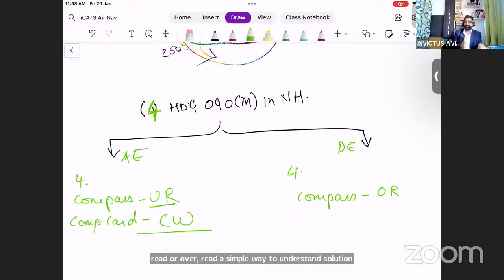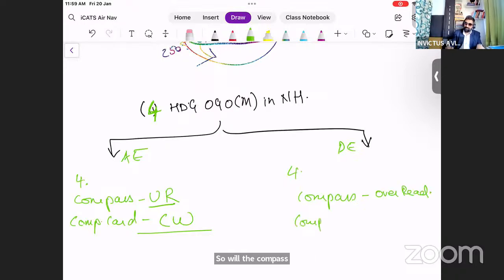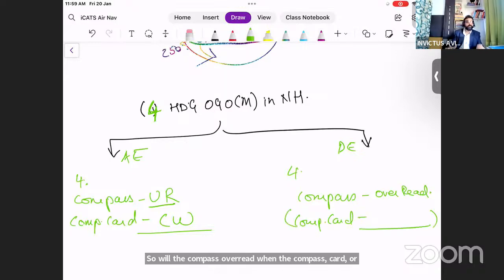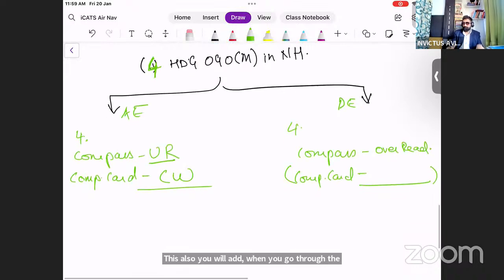So, Gulshan, starting with you, I'll be asking a couple of questions to see whether we still have any confusion or not. Simple. Okay. OR means overread over here. Okay. You just write overread if you don't like these shortcuts. So will the compass overread when the compass card or magnet assembly moves anti-clockwise? This also you will add when you go through the notes. Okay. It's going to be true only with respect to what I'm saying, but still.